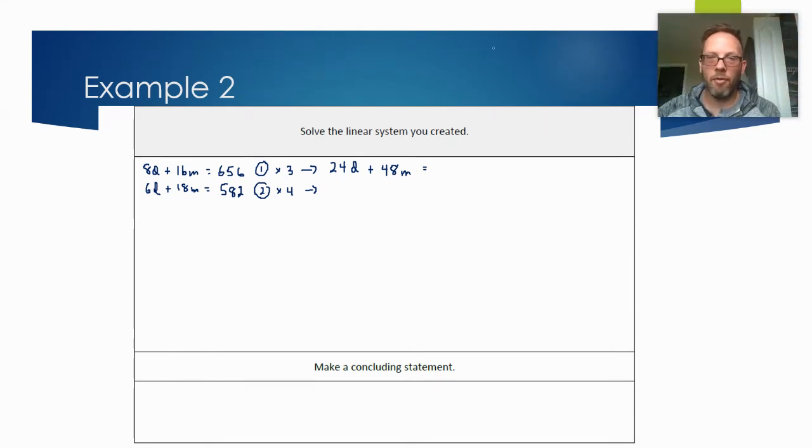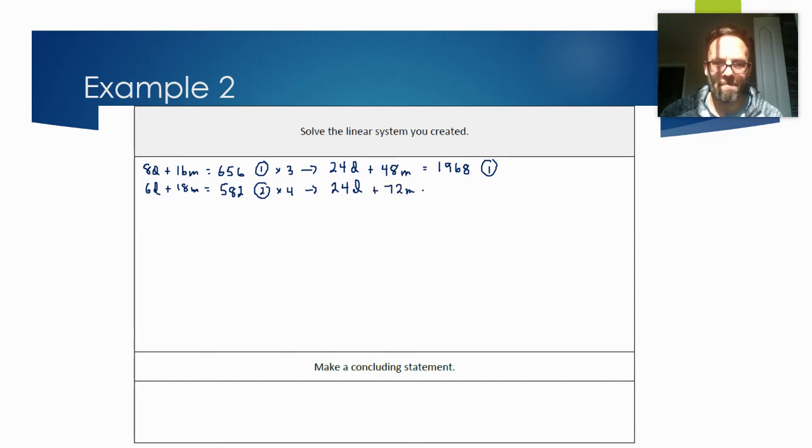All right, so I definitely left my calculator at school. That's fine. So 3 times 656, that's 1800, 1950, 1968, I believe. That's a modified equation 1. And taking equation 2, multiplying it by 4, we get 24D plus 72M equals 4 times 582. That's 2,000, 2,320, 2,328. And that's equation 2.